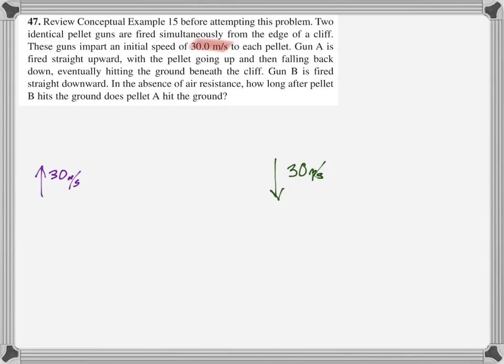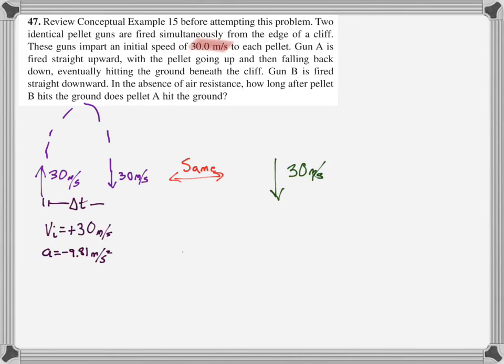Now to find the amount of time difference between the two scenarios, you have to realize one thing. When you shoot something up or throw something up in the air, it's eventually going to come down. But if you ignore air resistance, it's going to come down with the same speed that it went up, meaning it's going to come back down with 30 meters per second. When it gets back to its starting point and starts pointing down at 30 meters per second, it's the same situation as before. So it's the same thing.